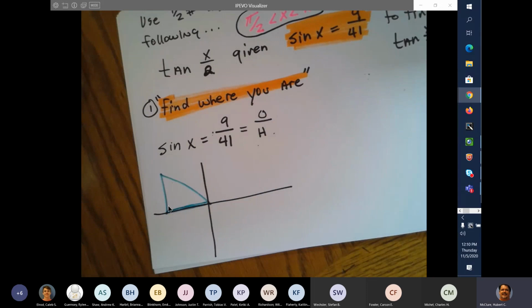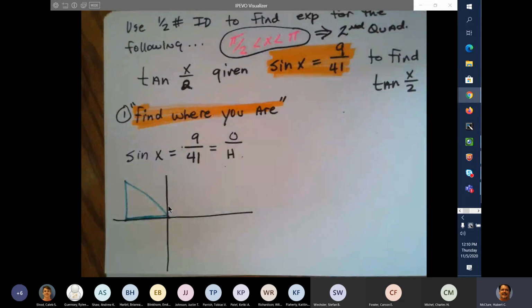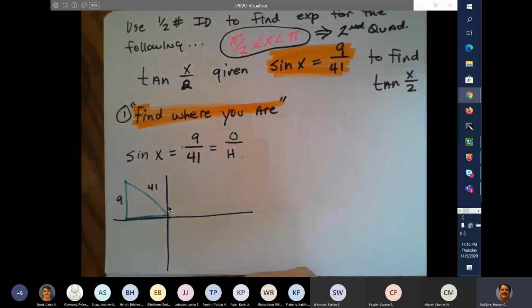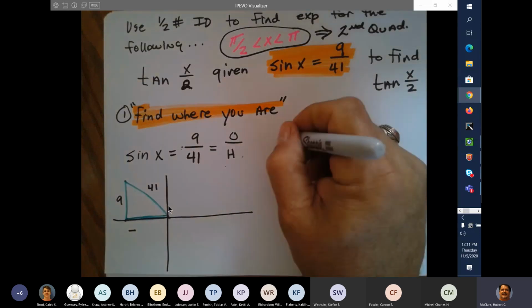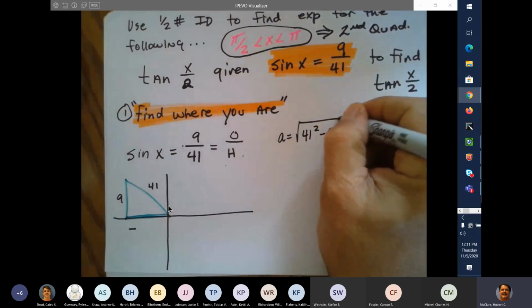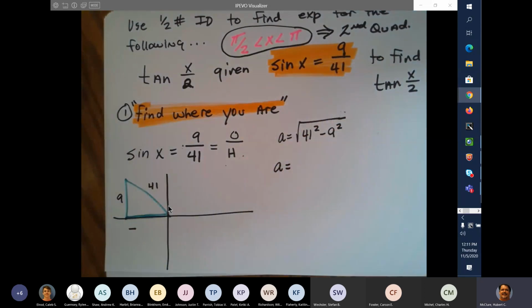And we have the hypotenuse. The hypotenuse is 41. We know that's positive all the time. And the opposite is 9, and we know that's positive. So therefore, the adjacent is going to be what? Negative. So now we just have to use the Pythagorean Theorem. The adjacent is equal to the square root of 41 squared minus 9 squared. Somebody calculate that for me, please. Take a minute and calculate that for me.